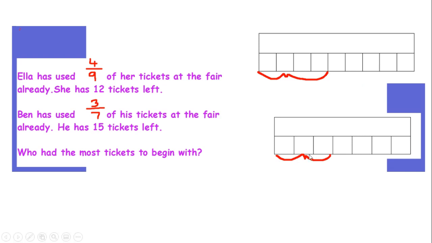Down here, okay, Ben has used 3/7 of his tickets. So those 3/7 are worth, how many tickets are they worth? They're worth 15. Pause the video and complete this problem.